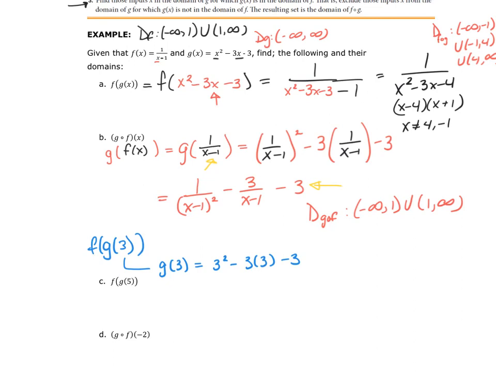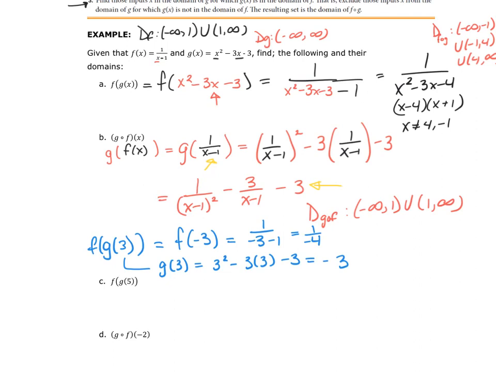So I'm going to just do 3 squared, which is 9, minus 3 times 3, which is 9. So that is 0. So my answer is negative 3. So what I'm really being asked to do is find f of negative 3. Notice how the output of my inner function becomes the input of my outer function. And so I'm now just going to put negative 3 into my f function, which is 1 over negative 3 minus 1. My final answer is 1 over negative 4.